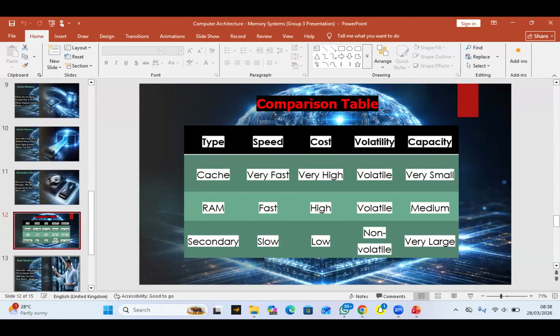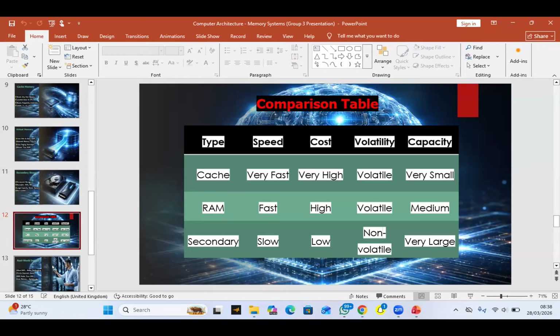Okay, here we do the comparison. We talk about the type, the speed, the cost, the volatility, and the capacity. We say the cache is very fast. That's when we talk about the speed. When you talk about the cost, it's very costly. It's also volatile, which means things are stored on it temporarily, and it's very, very small. When you talk about the RAM, they say the speed is fast, the cost is high, it is also volatile, and the capacity is medium. That means the storage on it is bigger than the cache, but it's not that big.